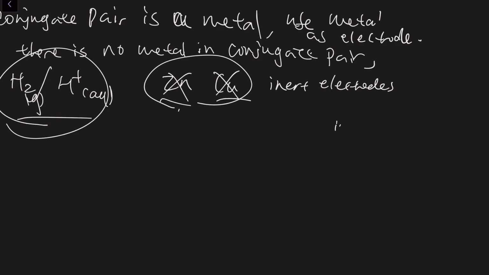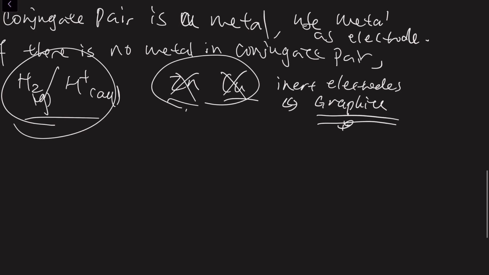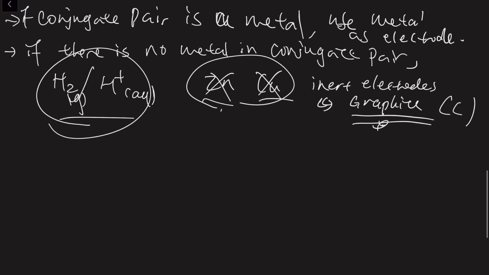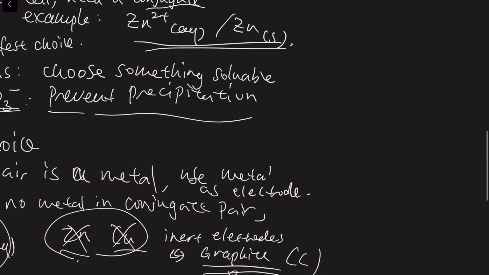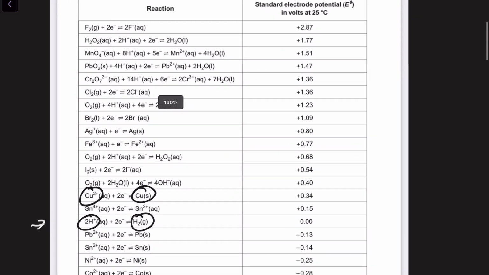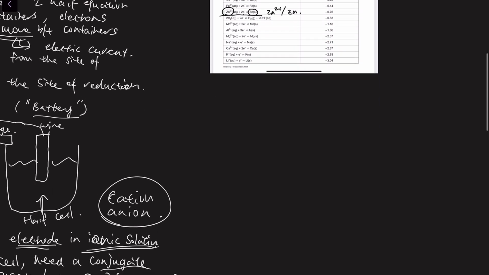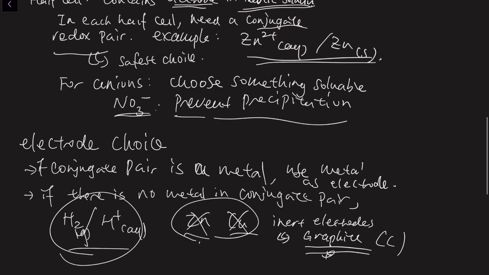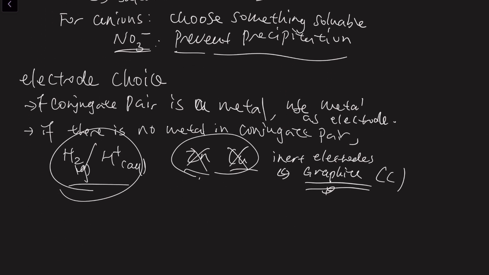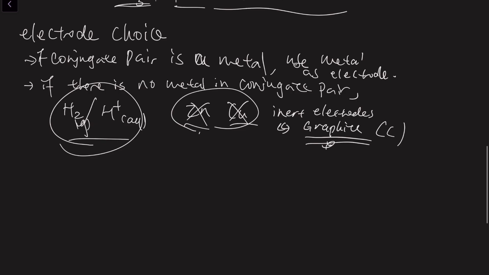A very good example of an inert electrode is graphite. Graphite is basically carbon. We know that carbon is very inactive. And in fact, if you look at the electrochemical series, you can't see carbon here. So that's why carbon is a good choice. It wouldn't participate in any unwanted secondary reactions.